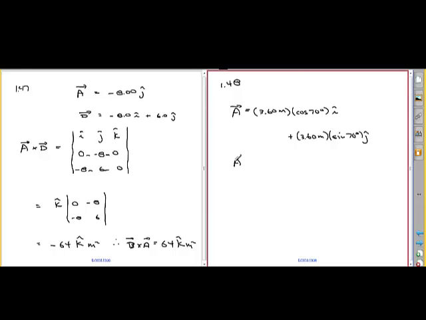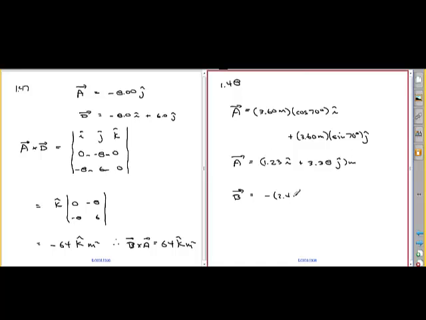So our a vector is 3.6 times the cosine of 70 degrees, which is 1.23 i hat, plus 3.6 times the sine of 70 degrees, which should be a bigger number, which is 3.38 j. And the b vector is in the third quadrant, so they're going to be both negative. So you'll have negative the magnitude, which is 2. Oh, I forgot the units again. So let's just put those there, meters.